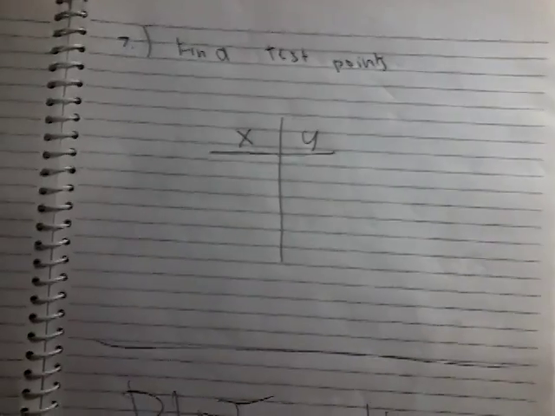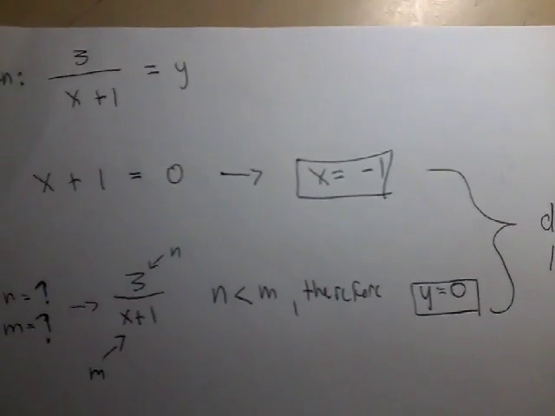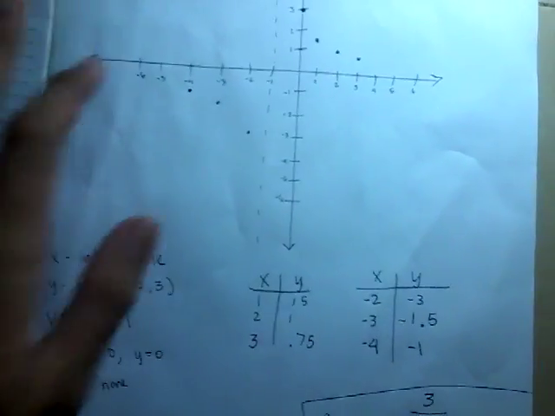The next step is to find the test points. We can find the test points left of the vertical asymptote and right of the vertical asymptote. In our example, the vertical asymptote is equal to -1, so we find values left of -1 and right of -1. And here are the values.